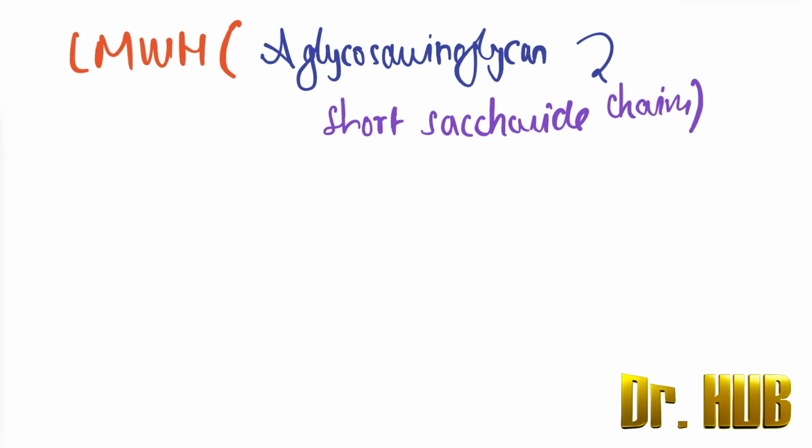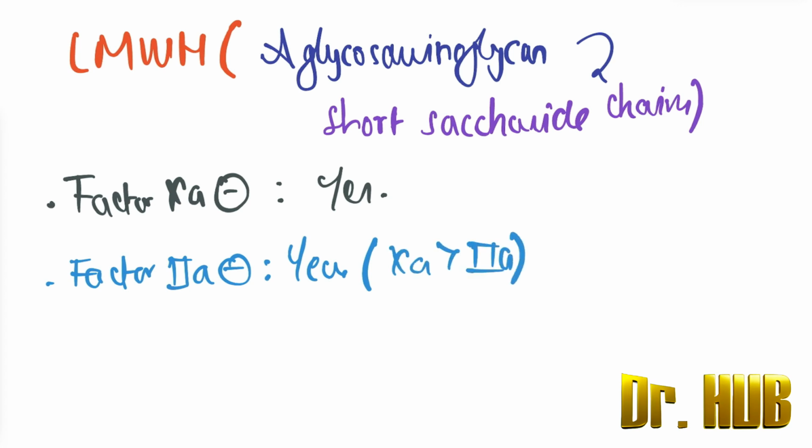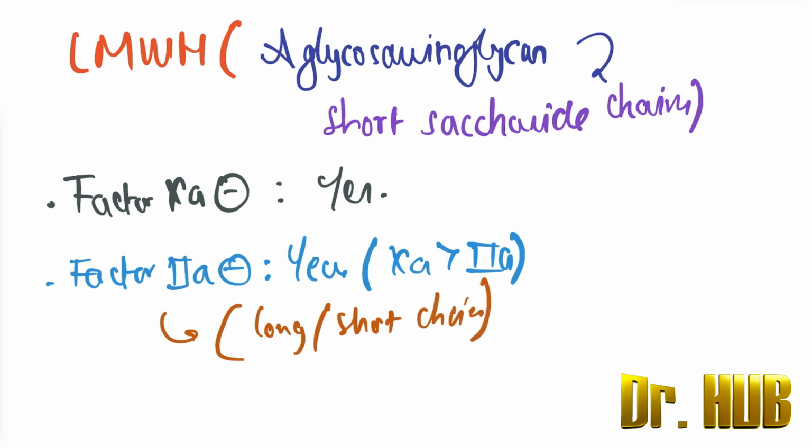Then how is the factor XA inhibition? Commenting on the factor 10A inhibition, the answer is yes. And how about the factor 2A? The factor 2A inhibition is yes, but the 10A is greater than the 2A. LMWH contains a mixture of long and short chains. In the unfractionated heparin, 10A was equal to 2A, but in LMWH, it contains a mixture of both long and short chains. So due to this, the XA is greater than the 2A.